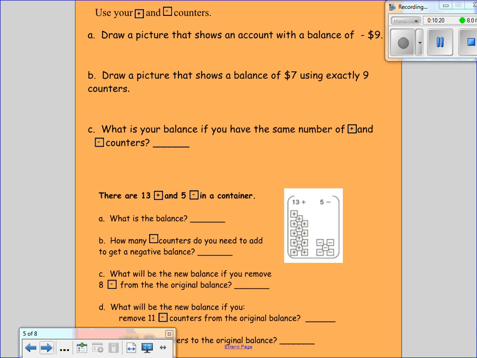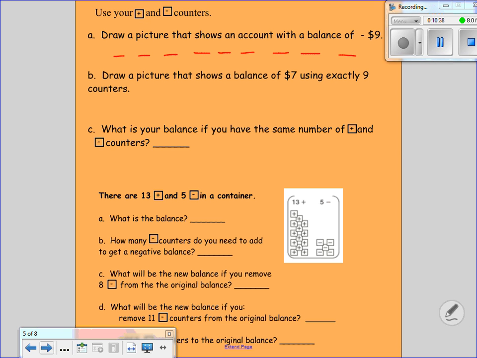Draw a picture that shows an account balance with a balance of negative 9. 1, 2, 3, 4, 5, 6, 7, 8, 9. Draw a picture that shows a balance of $7 using exactly 9 counters.